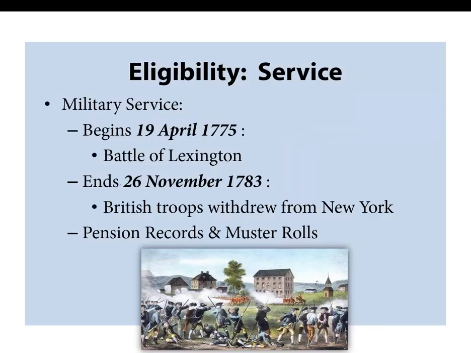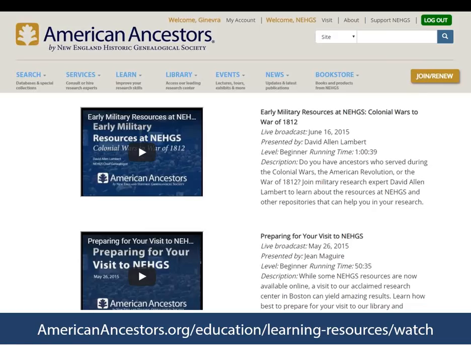So military is one of the services that would be an eligible service. It would begin on the 19th of April, 1775, which is the Battle of Lexington, and it ends on the 26th of November, 1783, when the British troops withdrew from New York. You can usually prove military service using pension records and muster rolls. For more information on how to access military resources, please watch the archived NAHGS webinar by the NAHGS Chief Genealogist, David Allen Lambert, titled Early American Resources at NAHGS, Colonial Wars to the War of 1812.